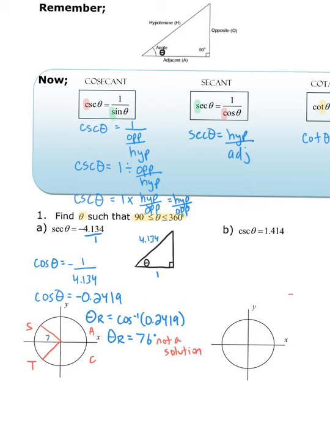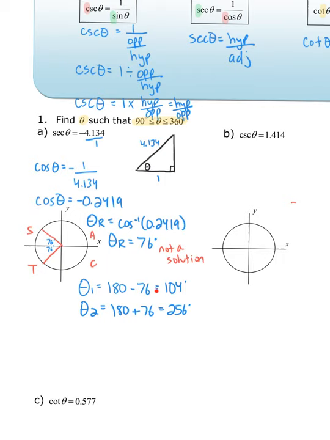But the related angle of 76 degrees will help us find the solutions. So the first one is 76 degrees less than 180, and the second solution is 76 degrees more than 180. So 180 minus 76 is 104. 180 plus 76 is 256. Both of those angles lie within the interval that was specified in the question, between 90 and 360. So therefore, we can just state that our solutions are theta equals 104 degrees and 256 degrees.